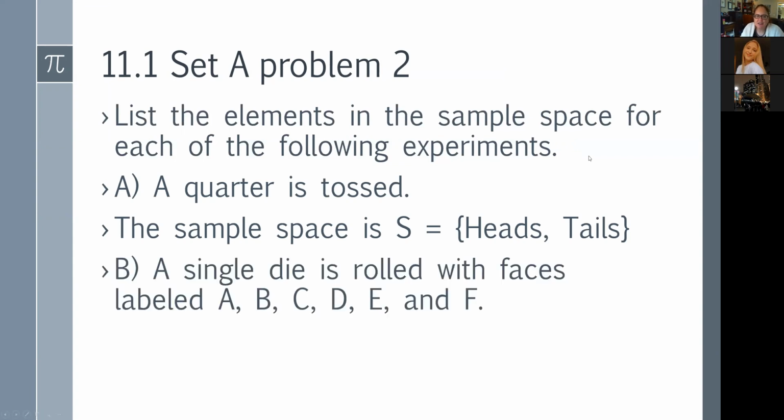Next, a single die is rolled with faces labeled A, B, C, D, E, and F. And we want to find the sample space, the list of all the possible outcomes. So the sample space is A, B, C, D, E, F.